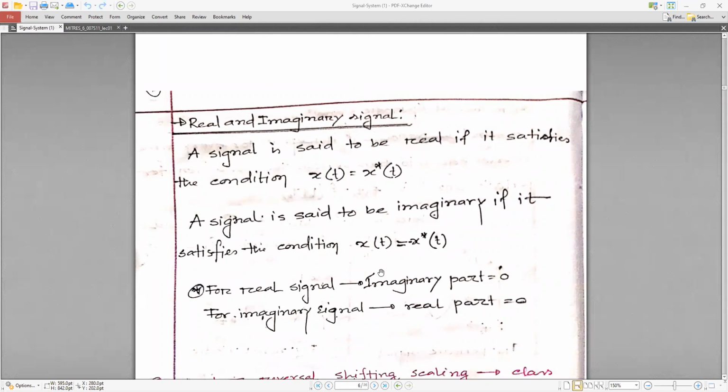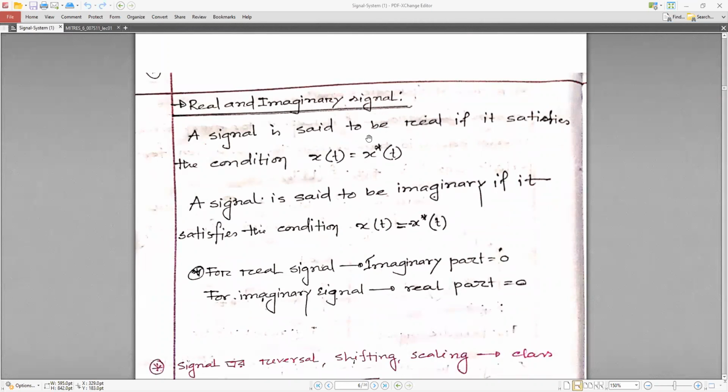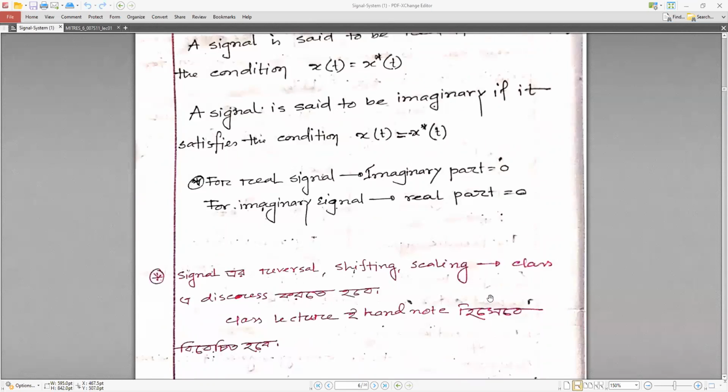See, another is real and imaginary signal. I think you know that a signal is said to be real if it satisfies the condition, that is the real signal, and if it is the imaginary signal, it is the minus conjugate of x(t). For the real signal, the imaginary part is 0, and for the imaginary signal, the real part is 0.